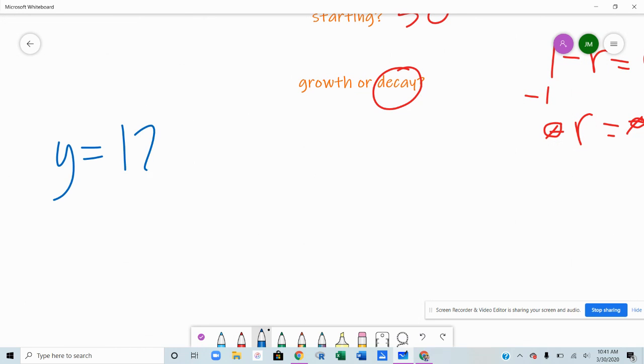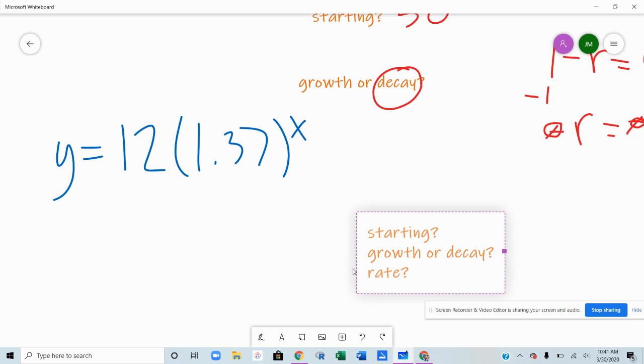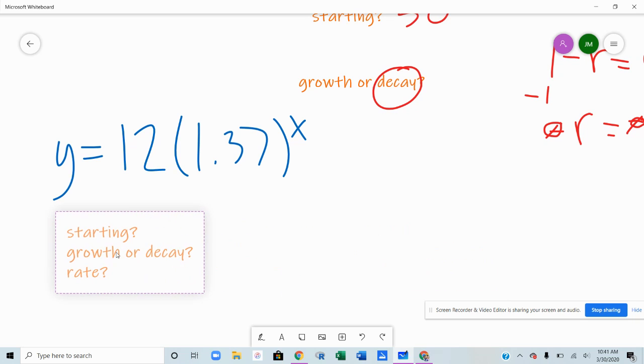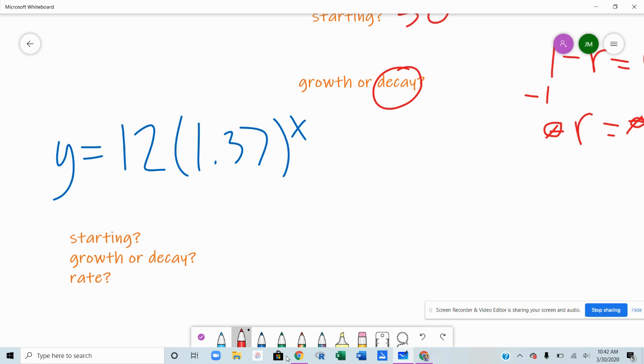Let's look at y equals 12 times 1.37 to the power of x. Let's answer these three questions. What is our starting amount? So think back to where you look for your starting amount. Your starting amount should be your number in the front, which is 12.